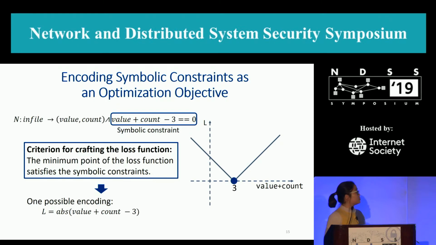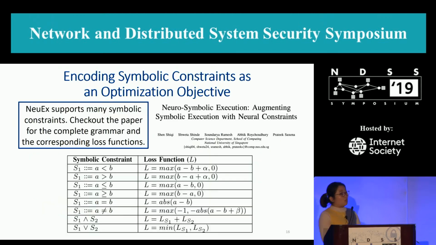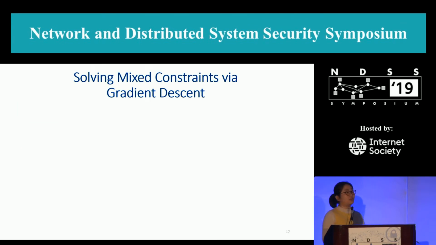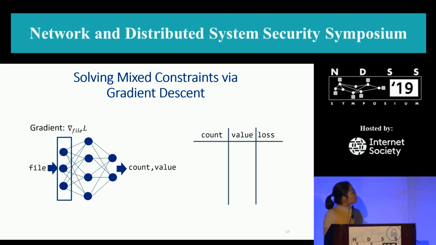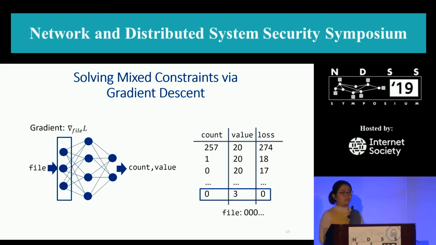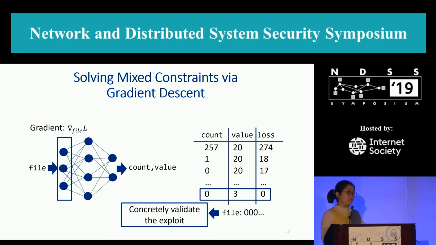One possible encoding for this is that the loss function is equal to the absolute value of value plus count minus 3. We also have the encoding scheme for other constraints. More details can be found in the paper. So now we already have these encoded symbolic constraints together with the neural constraints. How can we solve it? To solve it, we can directly use standard optimization approaches, such as gradient descent. What we do is calculate the gradients with regard to the input variable phi, and we keep updating the input variable phi until the loss reaches the minimum point. At that time, we will generate one possible input, and then we will concretely execute our program with this input to validate whether this is indeed an exploit or not.